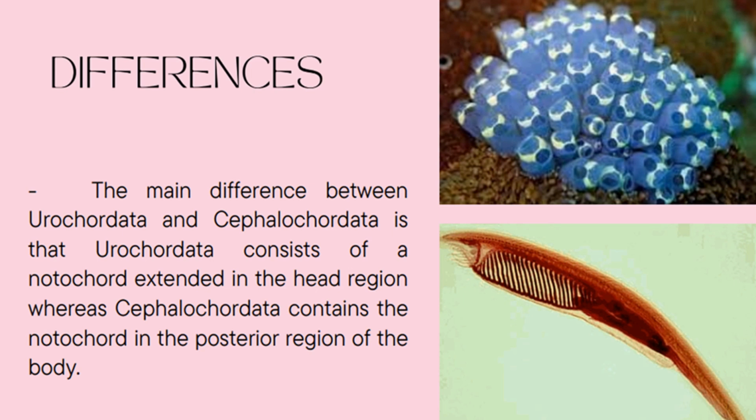Lastly, the main difference between Urochordata and Cephalochordata is that Urochordata has a notochord extended in the head region, whereas Cephalochordata contains the notochord in the posterior region of the body.